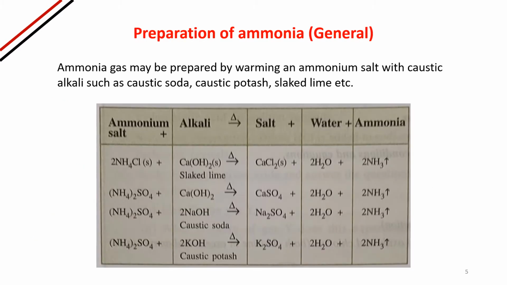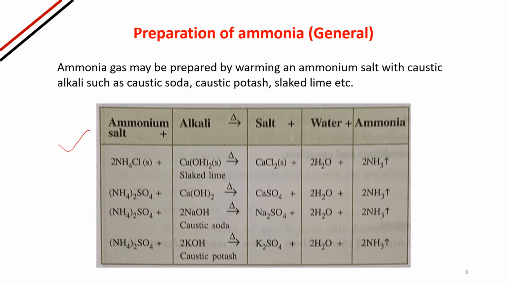General preparation of ammonia. Ammonia gas may be prepared by warming an ammonium salt with caustic alkali such as caustic soda, caustic potash, slaked lime, etc. Ca(OH)2, NaOH, KOH, all these things.